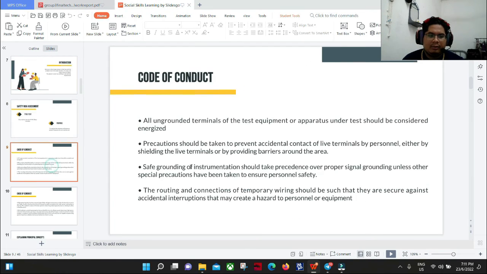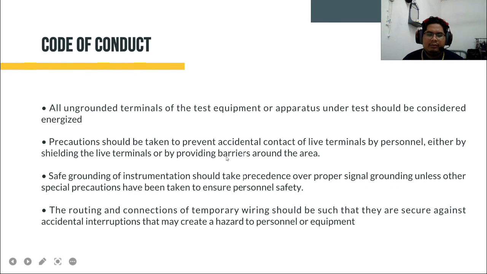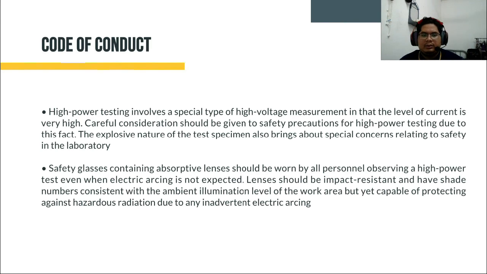Okay, and then the code of conduct. There are 5 things in the code of conduct we implement. Ungrounded terminals of the test equipment and apparatus under test should be considered energized. Precaution should be taken to prevent external contact of live terminals by personnel. Safe grounding of terminals should take precedence over proper signal grounding unless other special precautions have been taken to ensure personnel safety. The routing and connection of temporary wiring should be such that accidental interaction may not create a hazard for personnel or equipment.